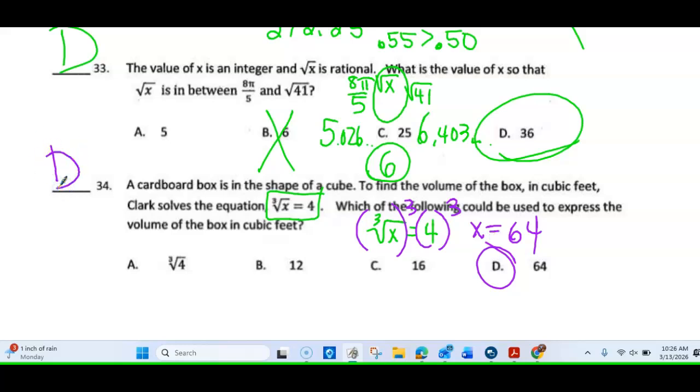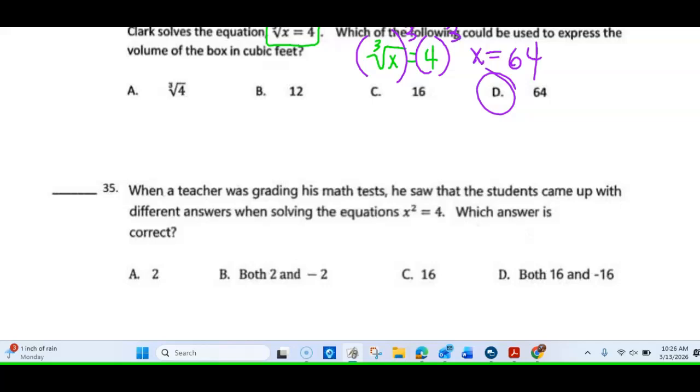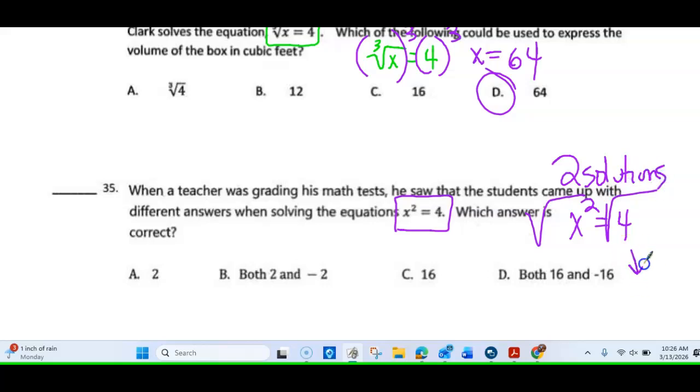The last two, when you read this one, you have to solve this. When you solve x squared is 4, you take the square root. Square roots have two solutions. The square root of 4 is 2, so you need positive and negative 2.